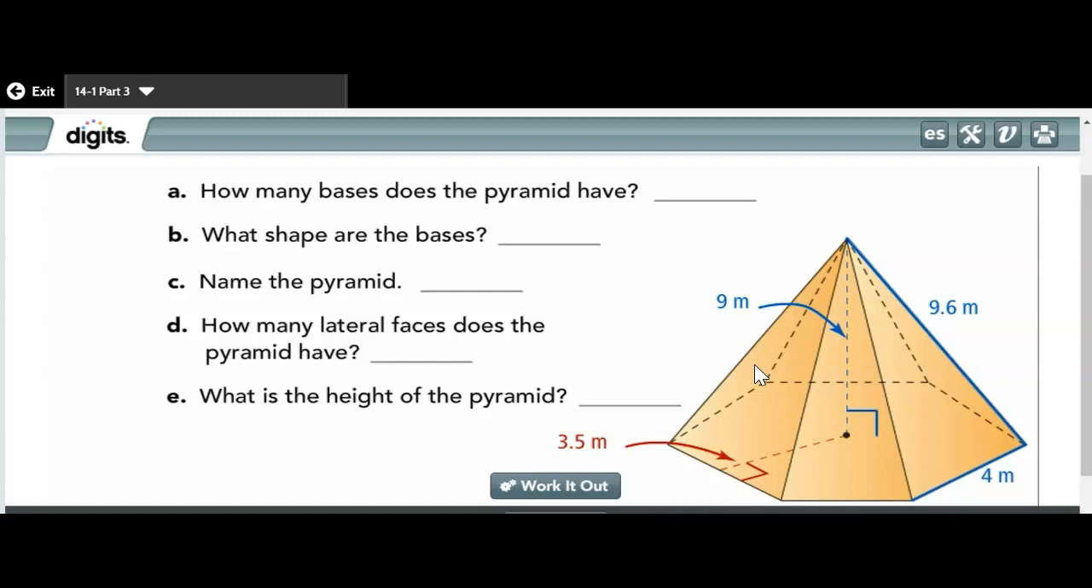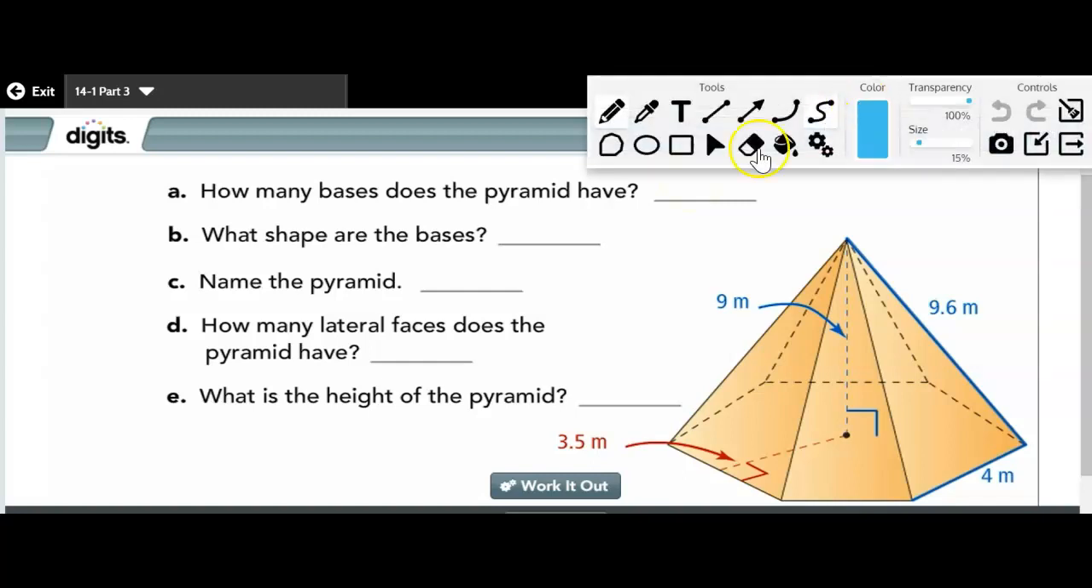All right, filling in the last part of 4-1 guided notes. How many bases does the pyramid have? Remember, the base is a polygon face that does not connect to the vertex. So we do not connect to the vertex, which is the top here. That would be 1. It has 1 base.